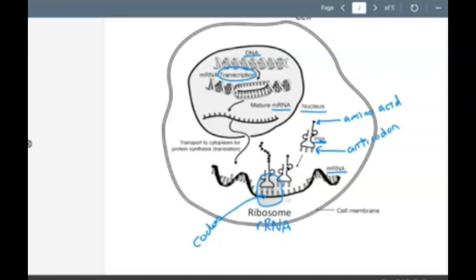And all of this part is happening where? It's happening wherever you find ribosomes. So remember we said ribosomes can be in two places in the cell. They can be just floating around like this one is, or they can be found stuck to the endoplasmic reticulum, or the ER.